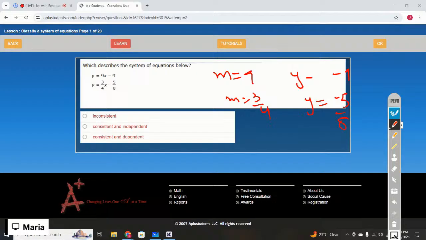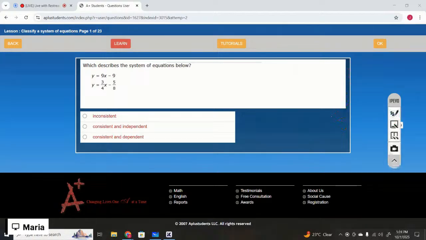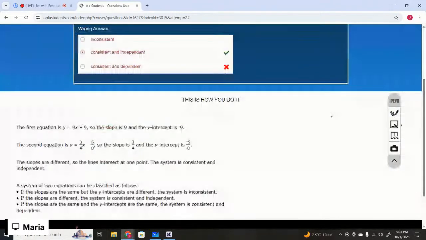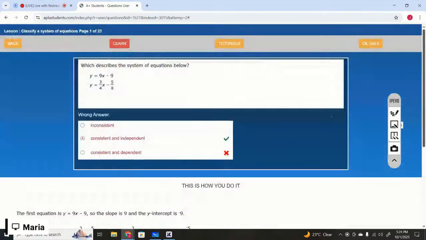So both the equations have different slopes and different y-intercepts. That means the system is consistent and dependent, we have one point of intersection. So option number three is the. Oh, this is if the slopes are different, the system is consistent and independent. Sorry, not dependent. The system is consistent and independent. Option number two is the correct option.